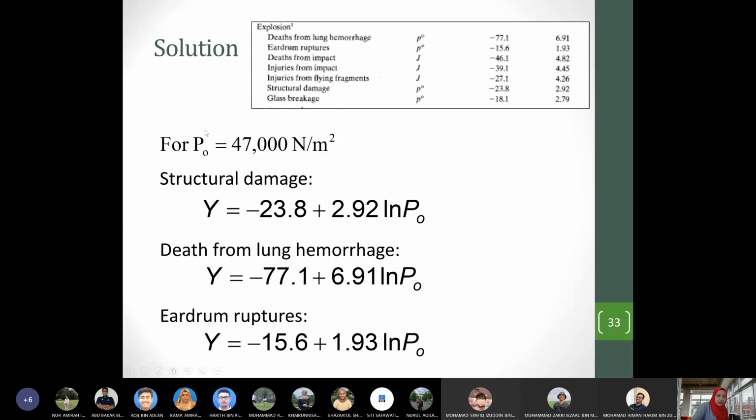Eardrum ruptures, let's look here. Eardrum ruptures, according to this table, K1 is negative 15.6 and the K2 is 1.93, and so therefore you calculate the Probit value here in this equation. Now, can somebody give me the answers for these three?